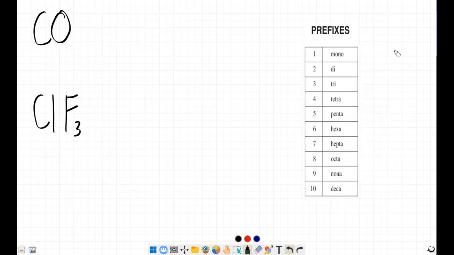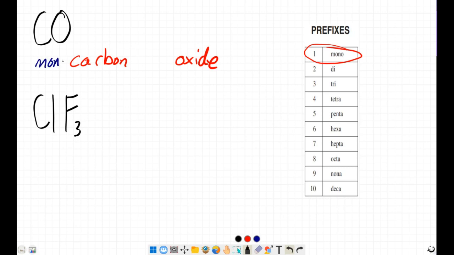A couple more examples. CO, carbon and oxide. I've been using oxygen a lot in this. I'll have a different one in the next example. Carbon and oxide. There's only one of each of those, and the prefix for that is mono. So I will write down mono, carbon, monoxide.